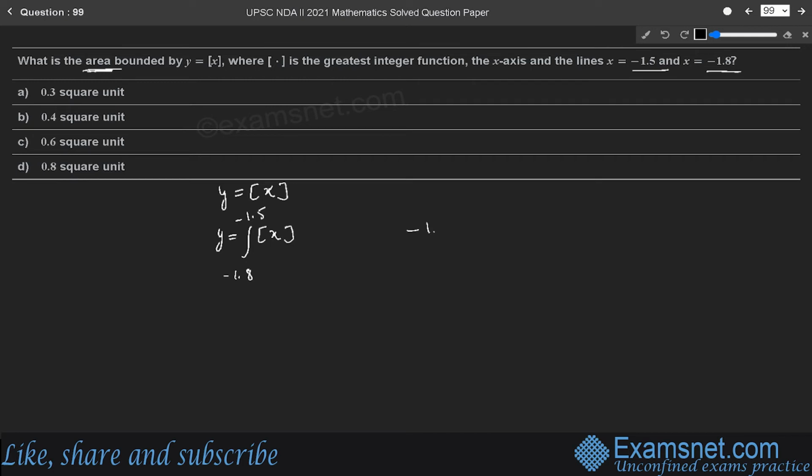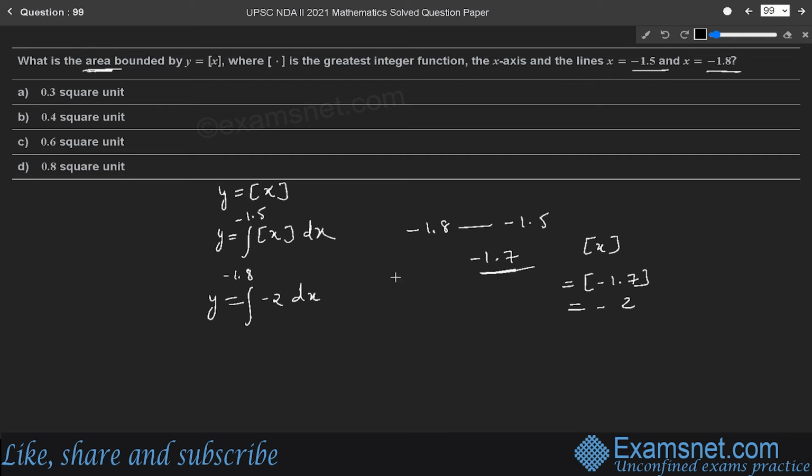Now between minus 1.8 and minus 1.5, you can take any values. Let us say take minus 1.7. When we keep this value in the greatest integer function, which is x, so when we keep minus 1.7, it will give us minus 2. So on putting any value from this interval, it will give integration of minus 2 dx.